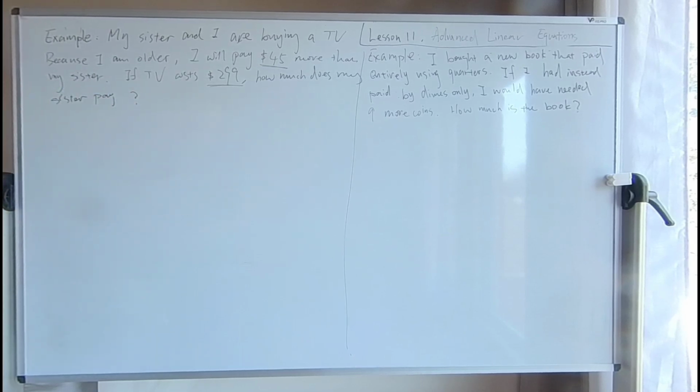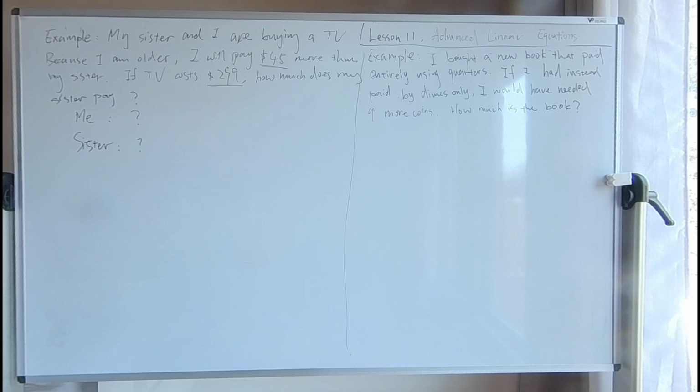So here, if you look at this example, you will find that there are two unknown terms: how much do I pay, and how much does my sister pay. I don't know either of them. I only know that in total we pay $299 and I paid $45 more than my sister. So this means we have more than one thing unknown. How do we solve this with one linear equation?